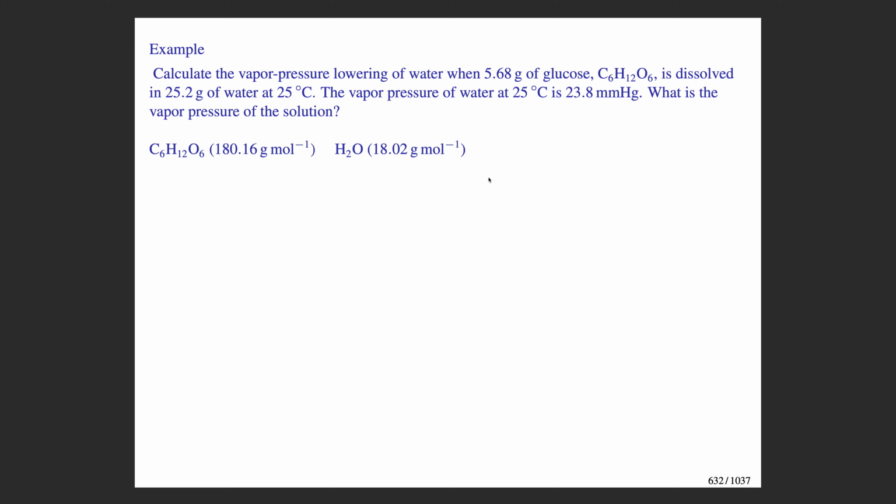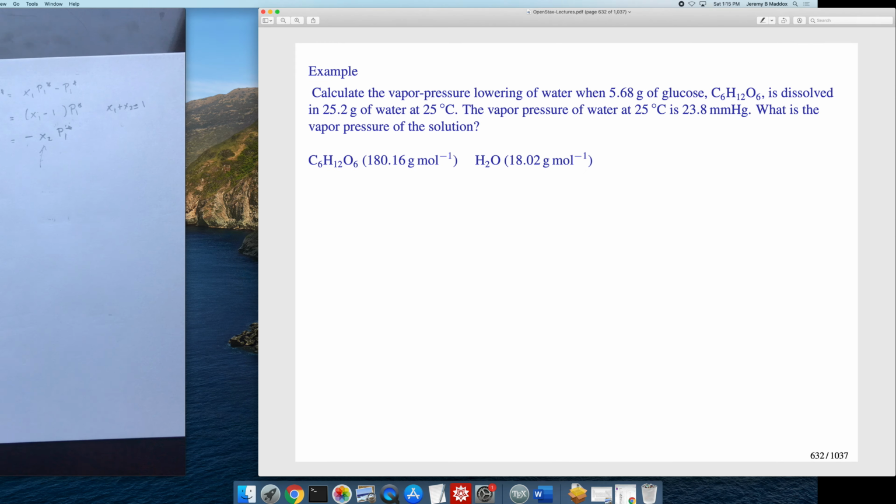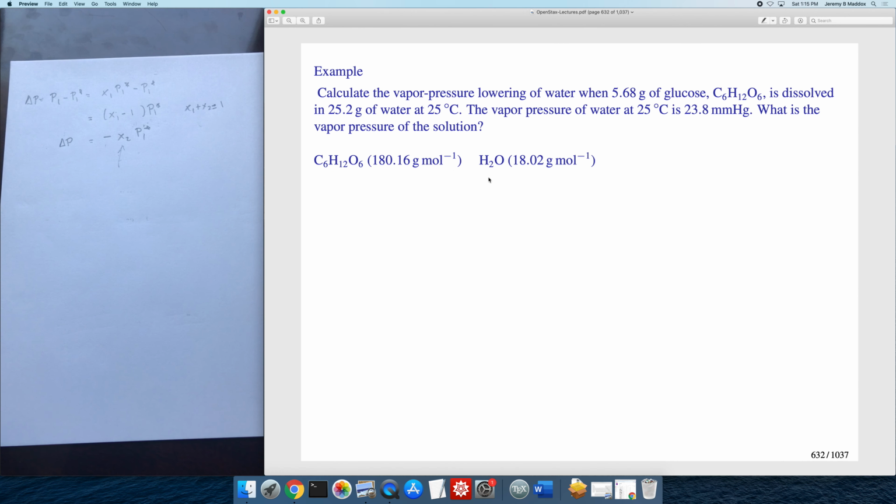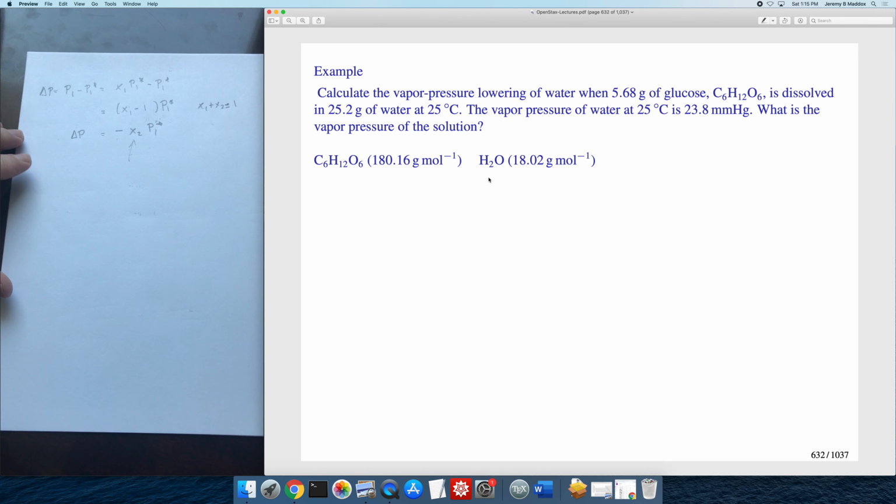All right, so here we have a simple problem involving Raoult's law and the vapor pressure lowering. So they want us to calculate the vapor pressure lowering of water when 5.68 grams of glucose is dissolved in 25.2 grams of water. They give us the vapor pressure of water is 23.8 millimeters of mercury. And then they want us to calculate the vapor pressure of the solution.